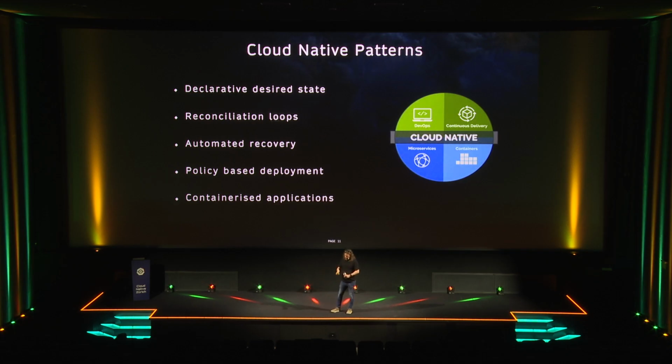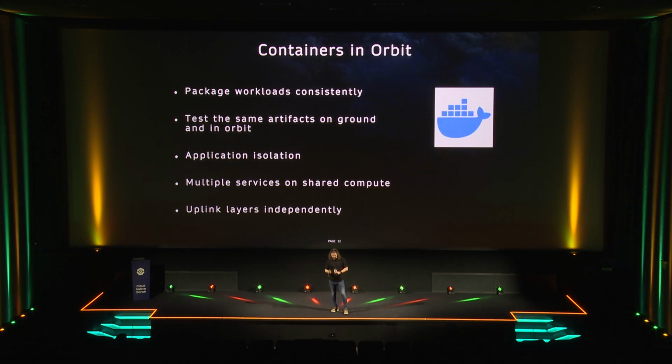And then obviously containerized applications. Containers were the key enabler and are the key enabler for cloud. And we're kind of seeing that now in the work we're doing in orbit. We're starting to reap the benefits of being able to package our workloads more consistently. So when we test something on the ground, there's a higher degree of confidence that when we put it in orbit, it will work.